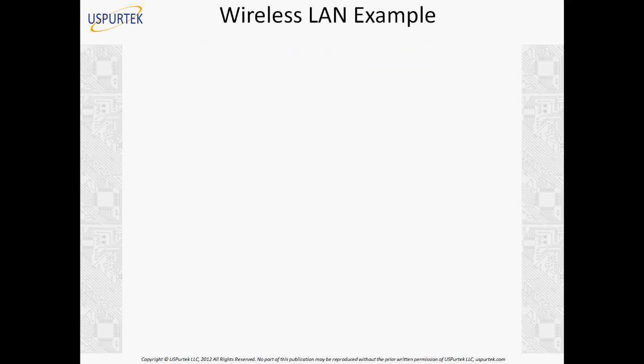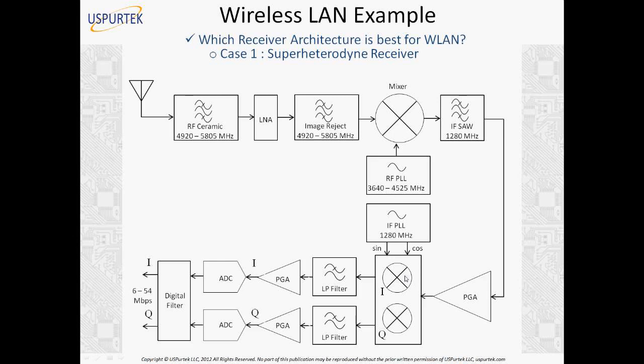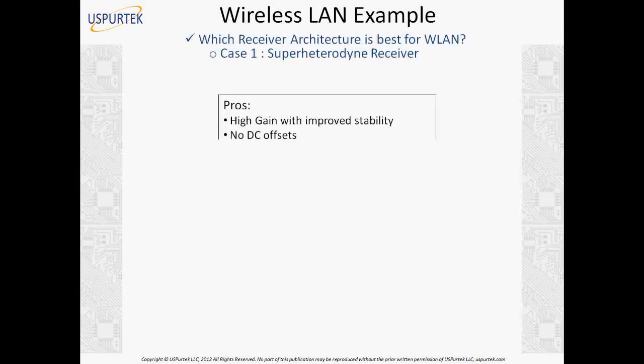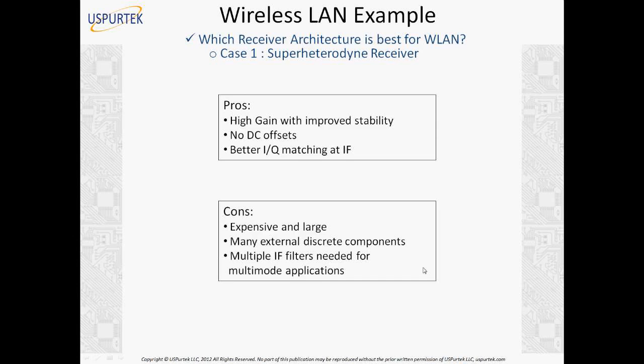Now, what are the cons? It's expensive and large. We have so many discrete components, which adds to the cost of the receiver, and you need multiple IF filters for multi-mode applications. Now, what are multi-mode applications? Today's handsets and cell phones don't have just Wi-Fi. They also have 3G and 4G interfaces. So for each of these bands, you will need multiple IF filters, and IF filters are expensive to implement in such a small handset. So that is a downside of this. It will add to the cost. For multi-mode applications, you need more IF filters, more discrete components that will add to the expense and add to the size of the receiver.